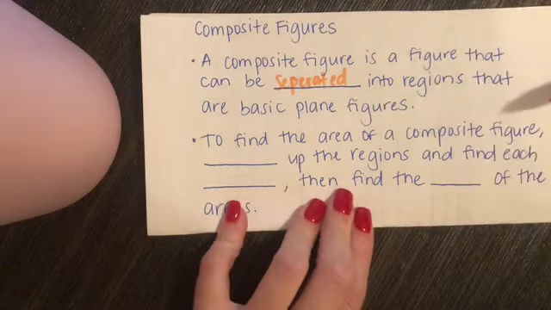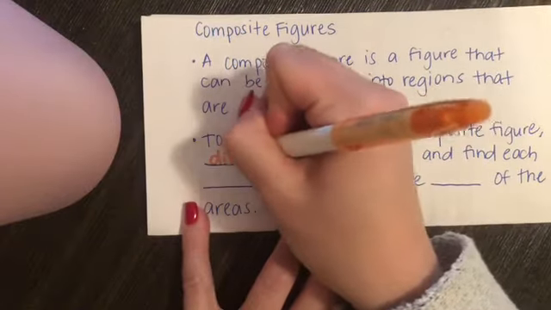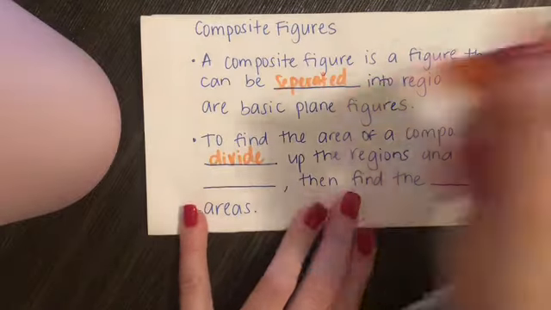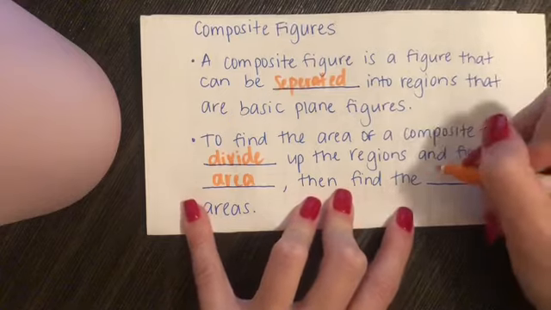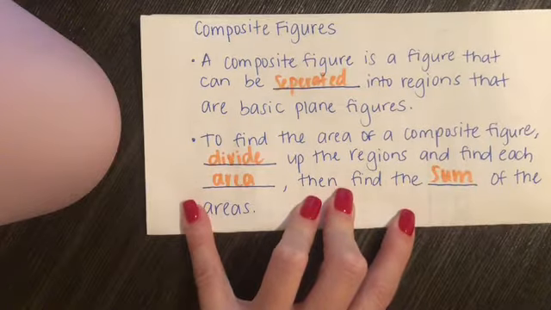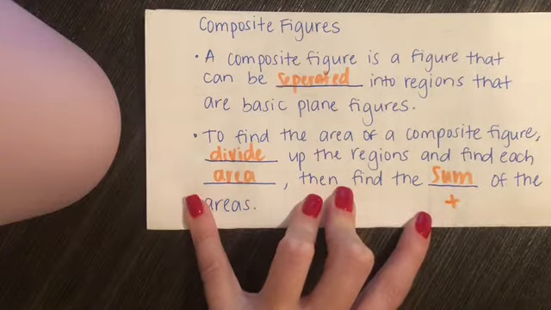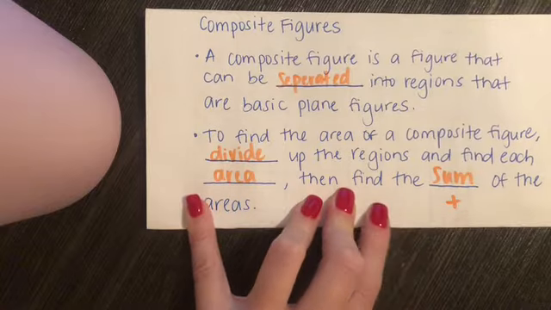Okay, to find the area of a composite figure, we're going to divide up the regions and find each area, and then find the sum of those areas. Remember, sum means you're adding all of the areas together at the very end. Fill in these blanks, and then let's look at the first example together.